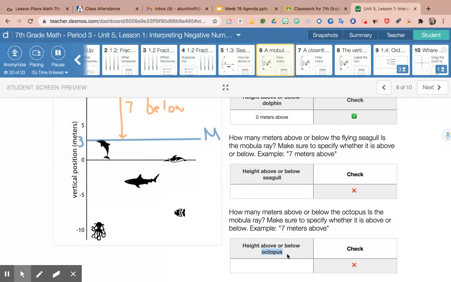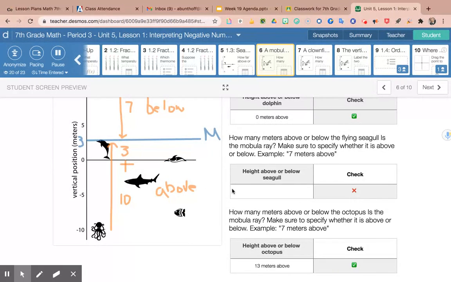Now you're going to start at the octopus. So octopus is down here, and the ray is above it. From -10 to 0, that's 10. And then from 0 to 3, that's 3. So the octopus is 13. So the ray is 13 above the octopus. So for this one, it would be 13 meters above, because the ray is above. So you're going to start at the animal, the animal that they tell you, and then where is the ray?